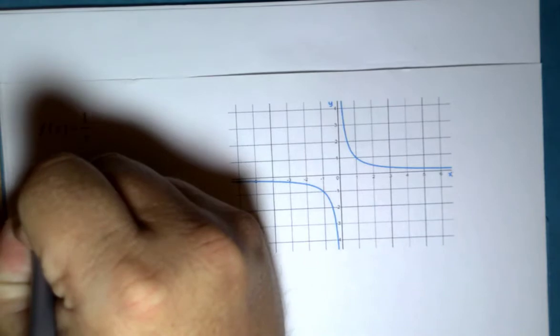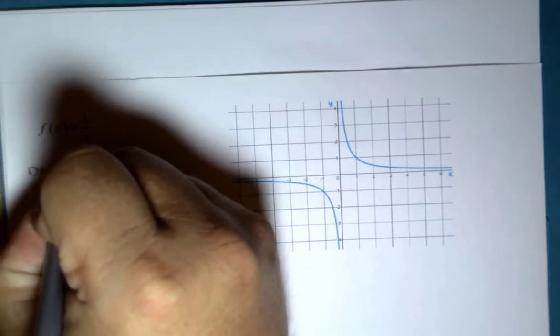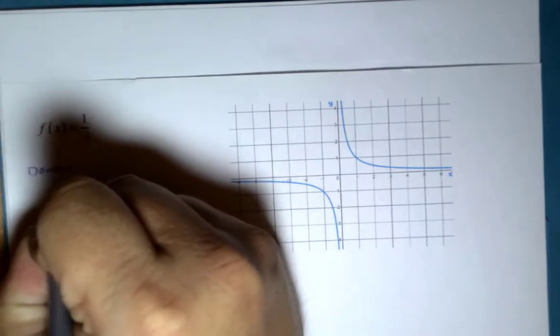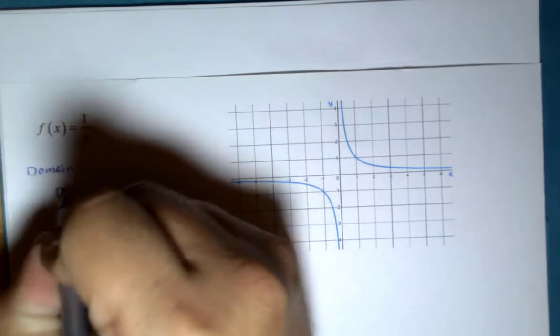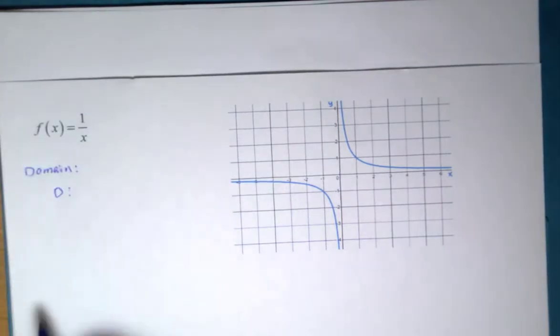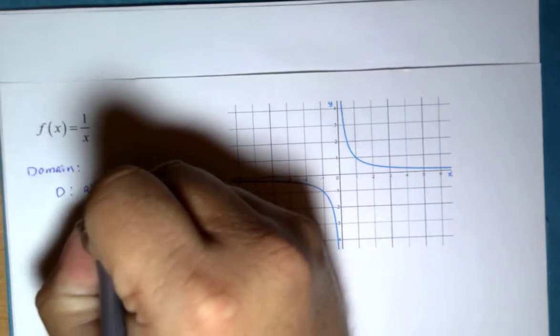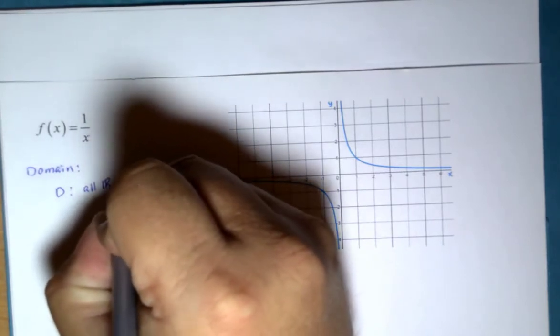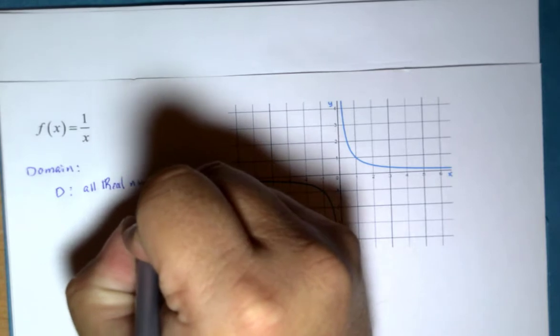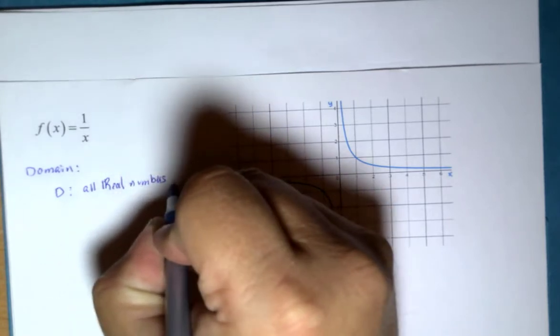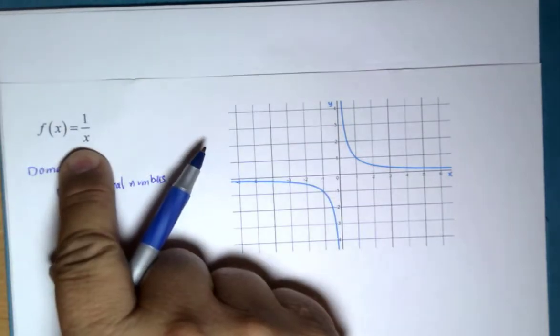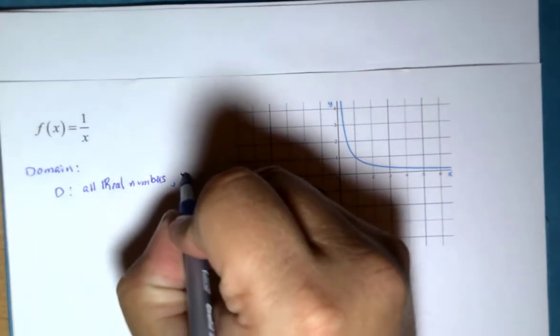For domain, I'm going to use in the English alphabet the capital letter D. And the domain of this graph is all real numbers, but we cannot divide by 0, so x is not 0.